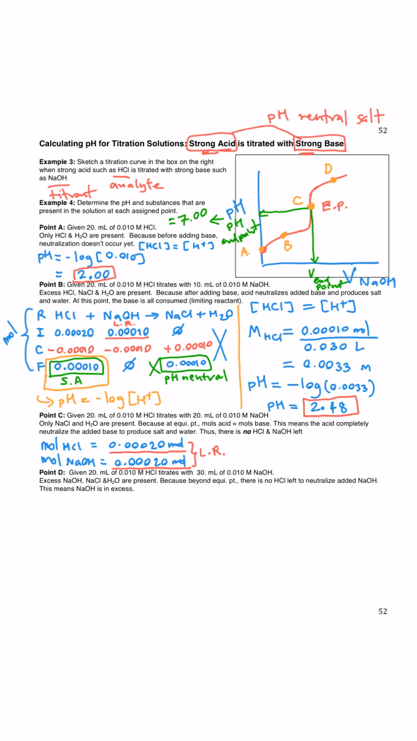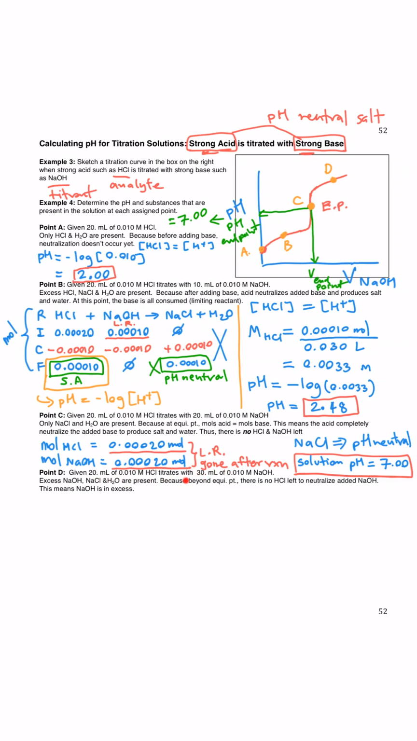Therefore, at this point, there will no longer be hydrochloric acid and sodium hydroxide. There will be only salt, sodium chloride. Therefore, the pH of this solution would be determined by the property of the salt, which is going to be pH neutral for sodium chloride.